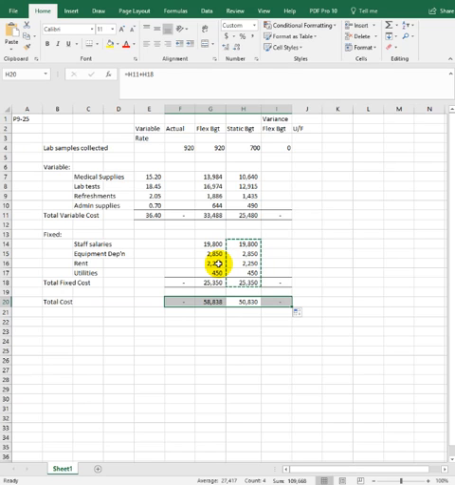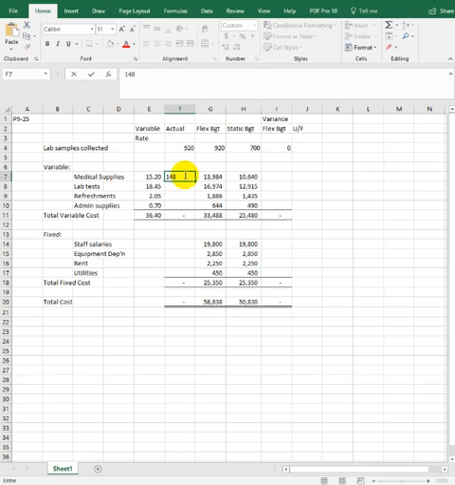Alright, so the next step is to fill in the actual costs, and these are just taken from the problem, 14,878 and 16,173, and refreshments 1779, and admin supplies 284, and the fixed costs, the actual staff salaries were the same.